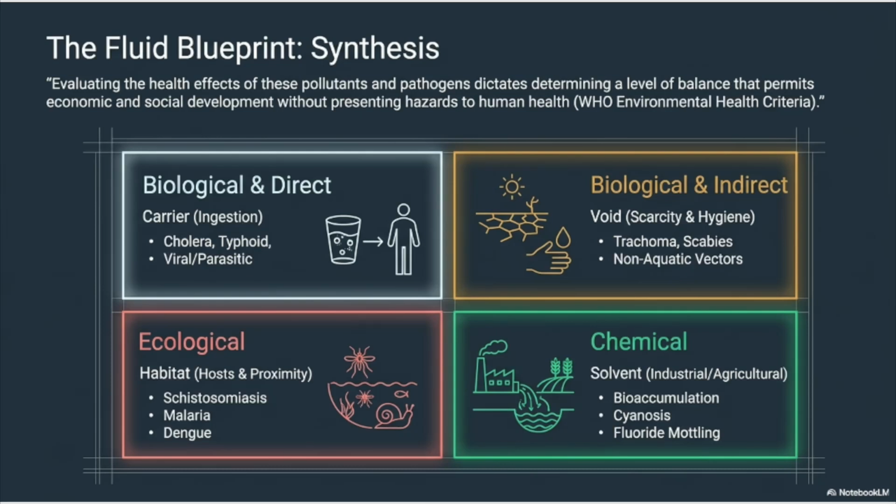The ecological category covers water as a habitat involving hosts and proximity, including schistosomiasis, malaria, and dengue. The chemical category covers water as a solvent involving industrial and agricultural contamination, including bioaccumulation, cyanosis, and fluoride mottling.